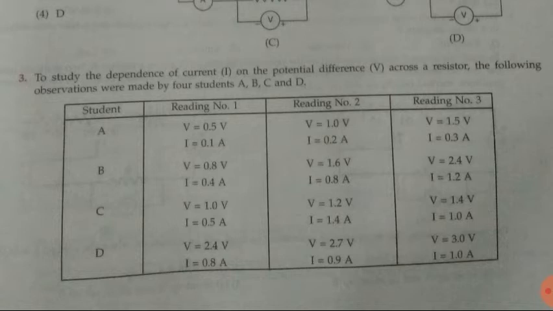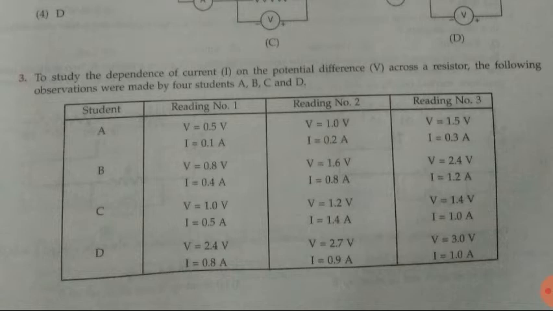Similarly, for the readings done by student B, if we try to find out the value of resistance by following the formula V upon I, we get that in readings 1, 2 and 3 the amount of resistance is the same. For D also R is the same for all the 3 readings. But in case of C, the value of V is changing with a difference of 0.2, but the value of current is not changing in a constant manner.